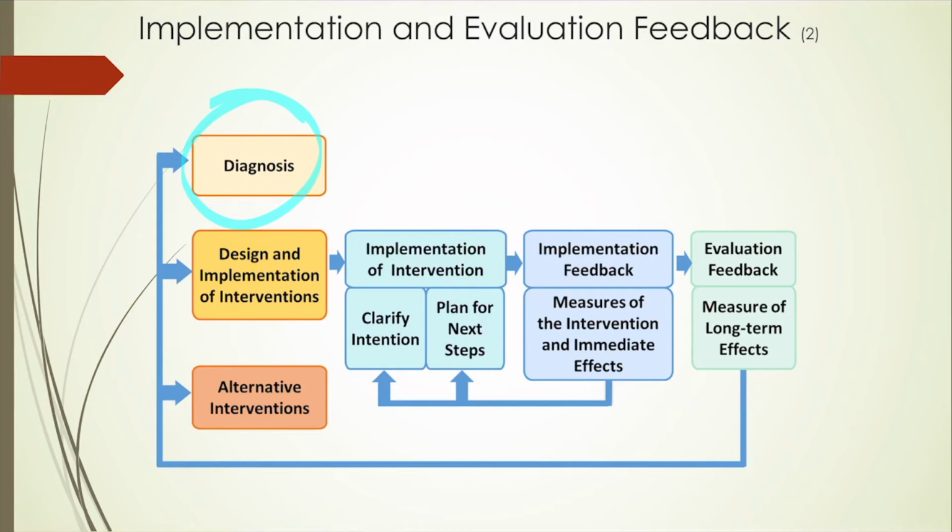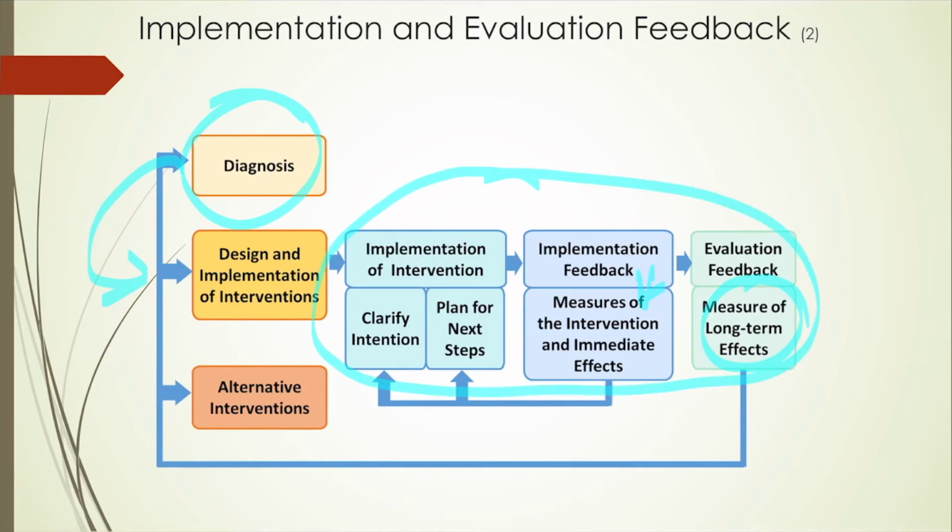But here you have from there the design and implementation of an intervention. And then you go from there to the implementation feedback. And as you're going along here, you measure the intervention, clarify intentions, plan for next steps, and you get the evaluation feedback once the intervention is complete. And then you have the measure of the long-term effects here. And then if the intervention does not work, if there's a breakdown in the initial design, then you have alternative interventions that you can incorporate. But it's best to know at what point there's going to be a breakdown and you need to go and initiate an alternative intervention.